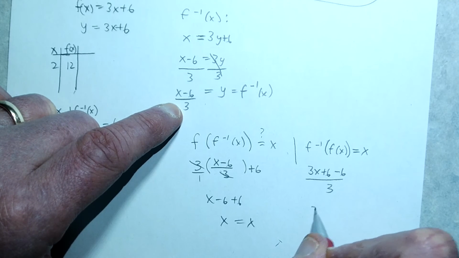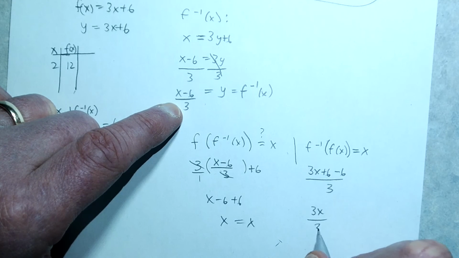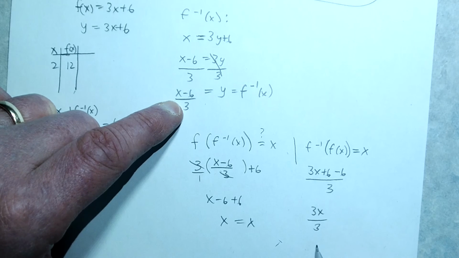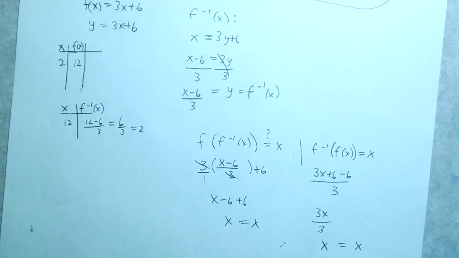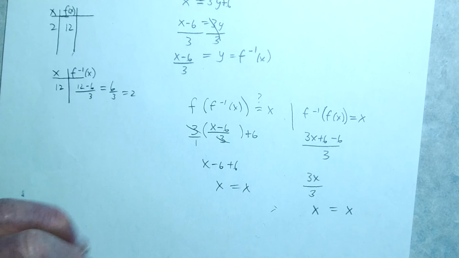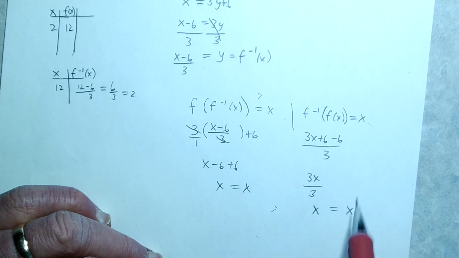And that turns out to be 3x over 3 because 6 and minus 6 cancel. And I do get x equal, right? I do get it equal to the other side, what we hoped would happen, right? This worked out both ways.